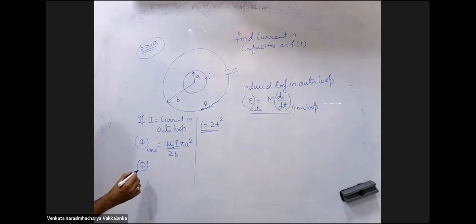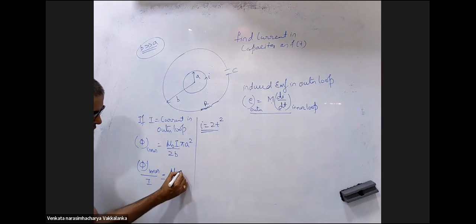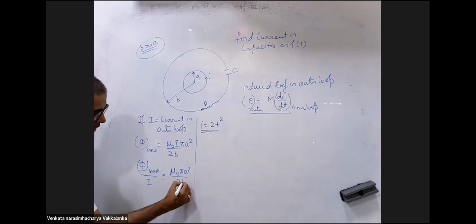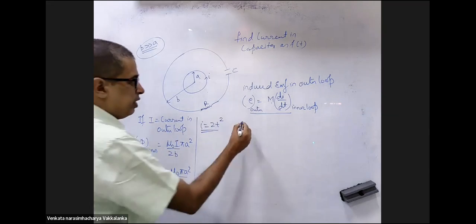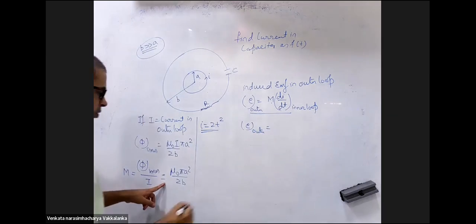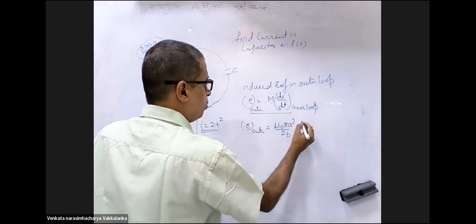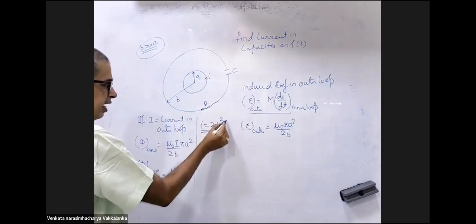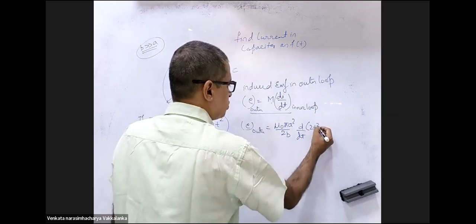Now flux through the inner upon current in the outer loop will be mu naught pi a square by 2b. This is the coefficient of mutual inductance. Now substitute here: EMF in the outer will be equal to mu naught pi a square by 2b into dI by dt. I is given as a function of what? d by dt of 2t square.